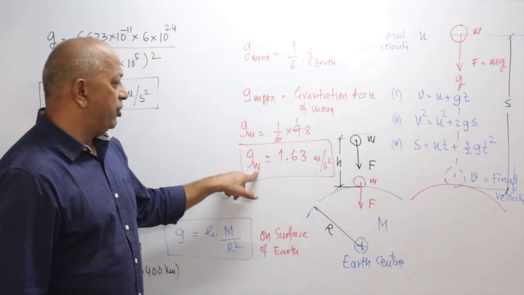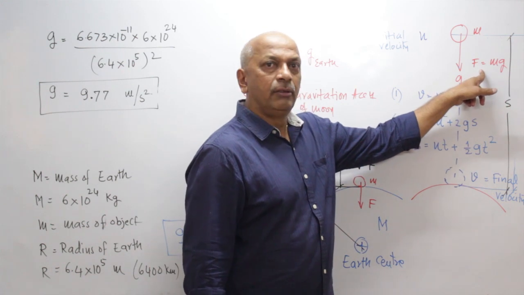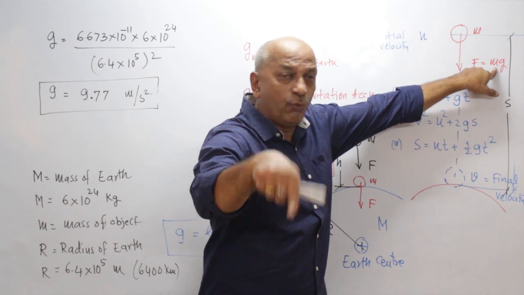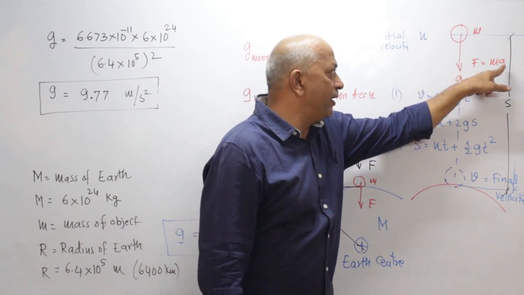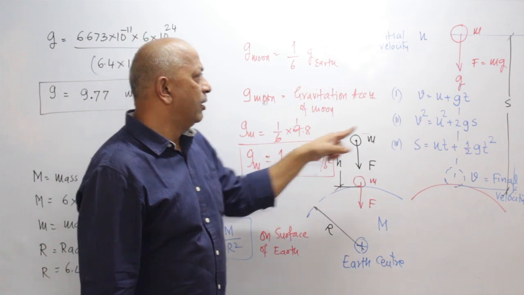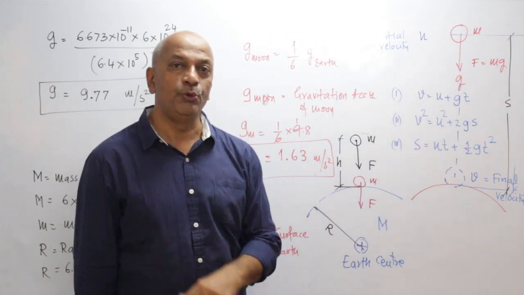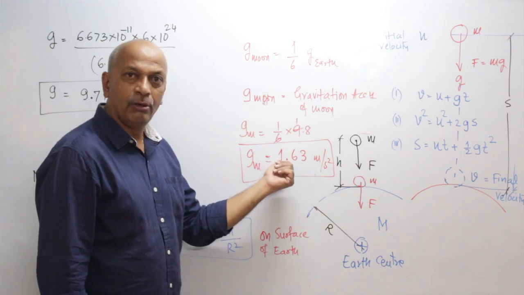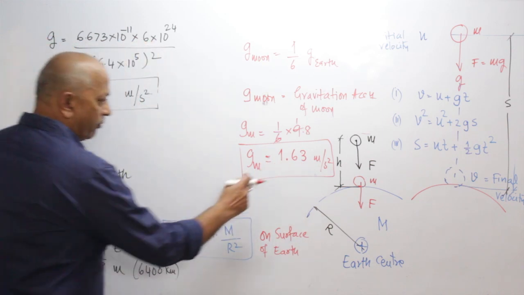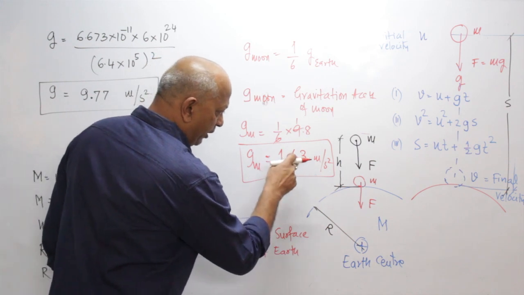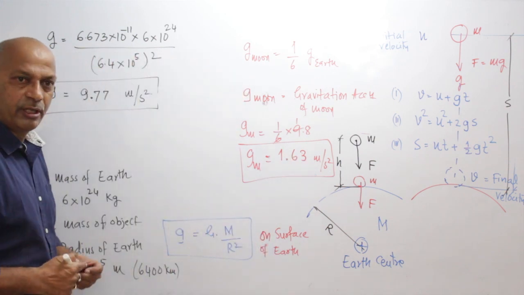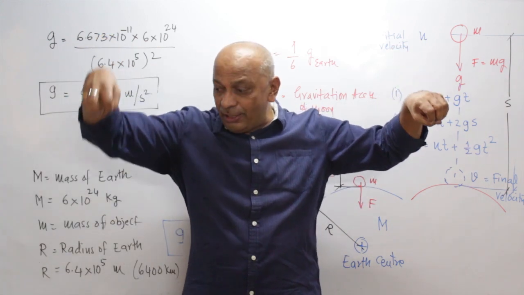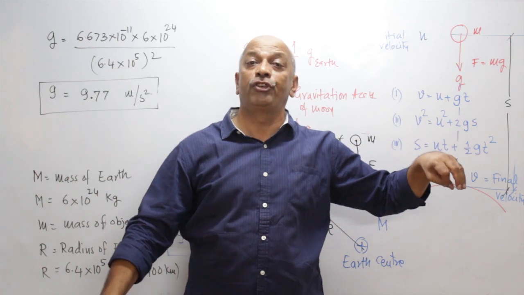So if the g is less, this force will be less. Let us say the mass is 1 kg. If the mass is 1 kg, how much is the force? 1 into 9.8. So here the force will be 9.8 Newton. Here the force will be m into g moon, mass is 1 into 1.63. Force will be 1.63. So if you drop a stone on the moon, it will take longer time to reach the surface of the moon.